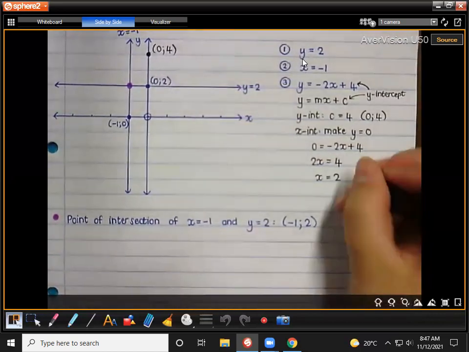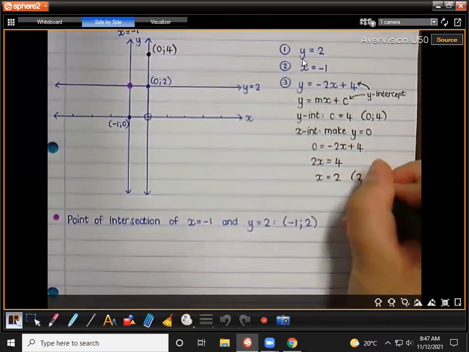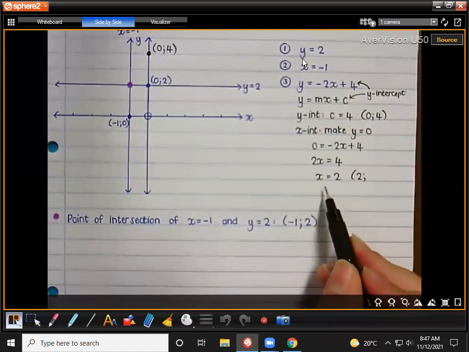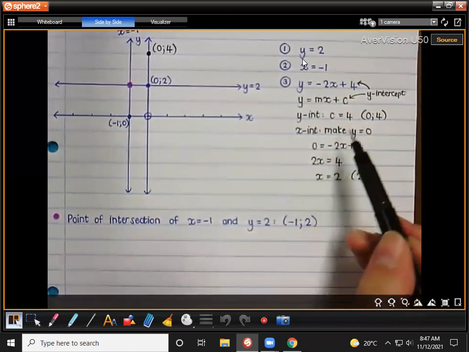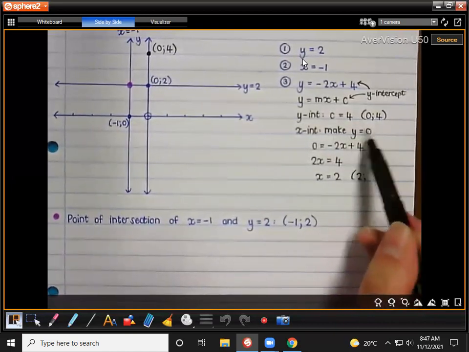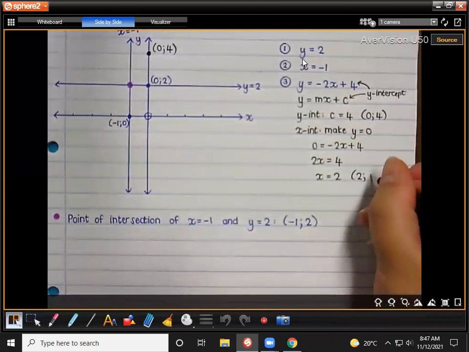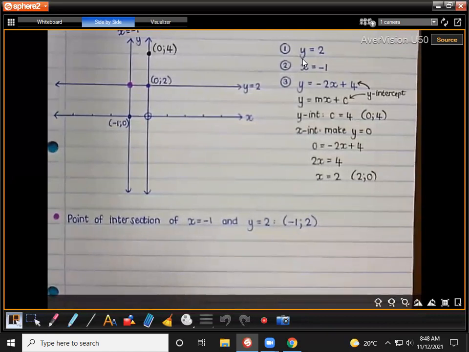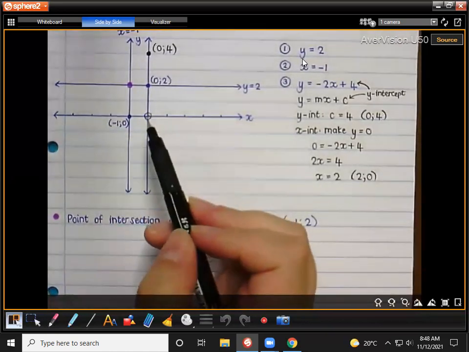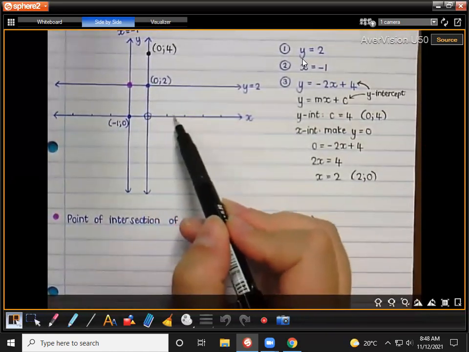Let's write down the coordinates. The x value of the point is 2, as we just wrote down. What is the y value? 0, right? I made y equal to 0. The y value is 0. So now to plot that point, we go to our x-axis and we go to 1, 2.